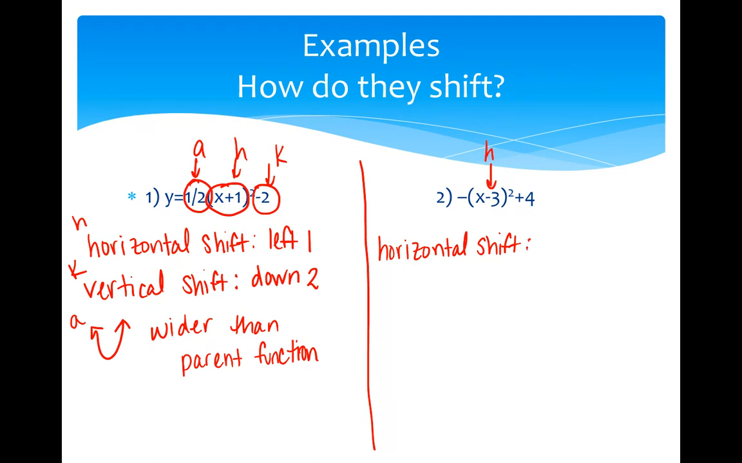Again, the opposite of the direction you would think. So a -3 is actually going to be a shift to the right 3. Your vertical shift is given to you by K, and that is in the direction you would think. So a +4 means we're going to shift up 4.